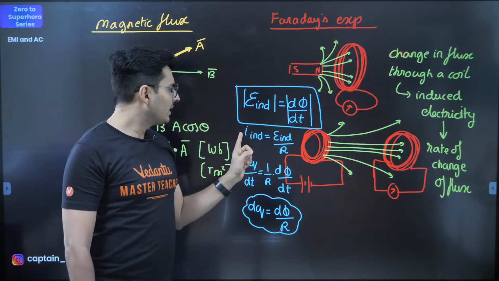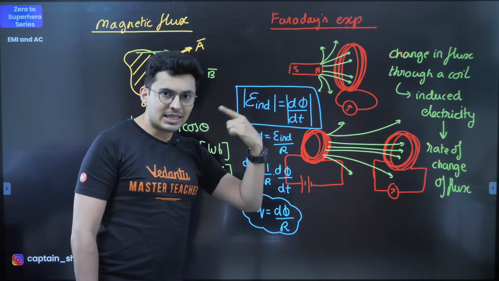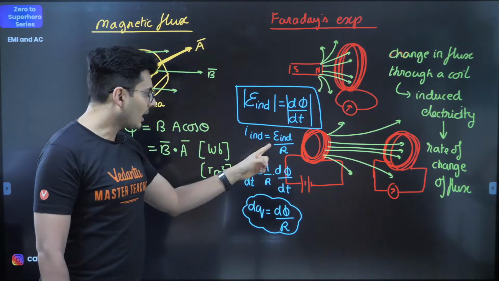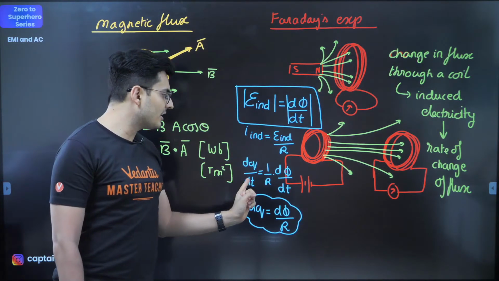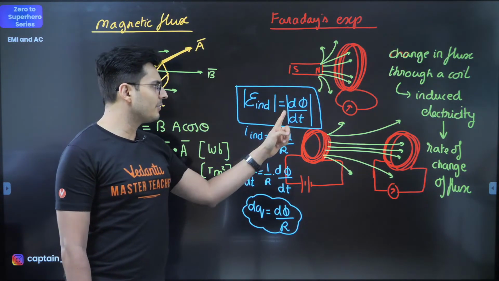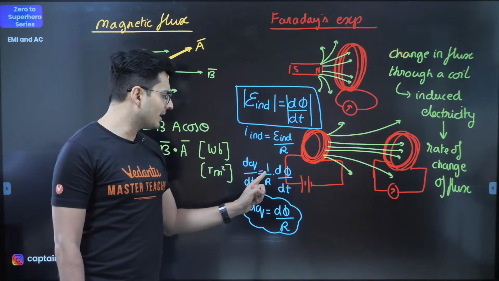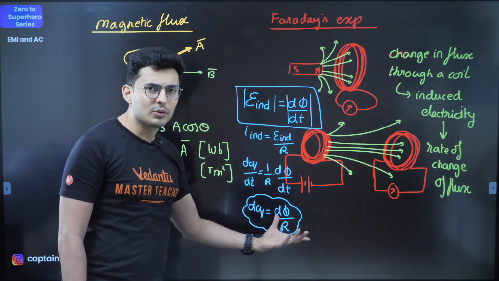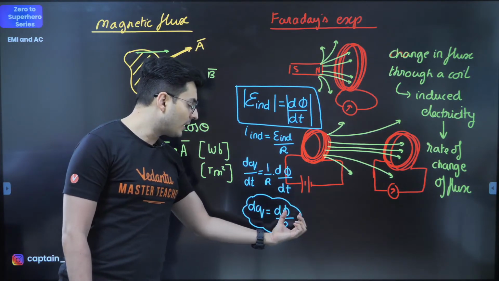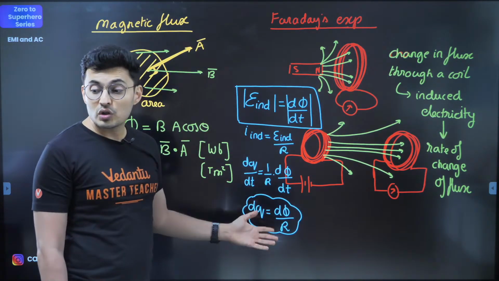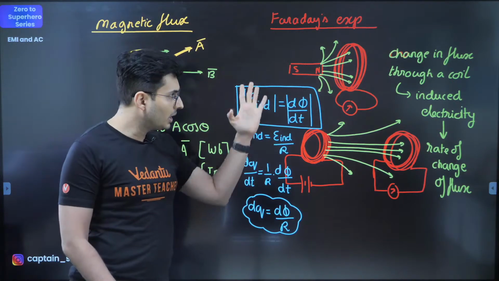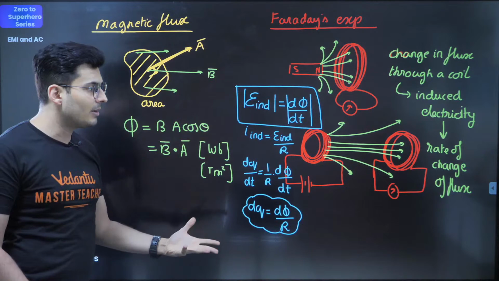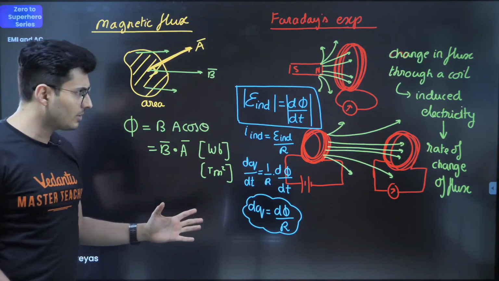You can also write current. If EMF is created, obviously current is created. Current is EMF by resistance, and current is dq by dt, and EMF is d phi by dt. You can see that dt will cancel, and sometimes this relationship is very useful: dq is flux change by resistance. There are so many questions based on that. So this is the slide for Faraday's law and magnetic flux, which will help you revise all the concepts.